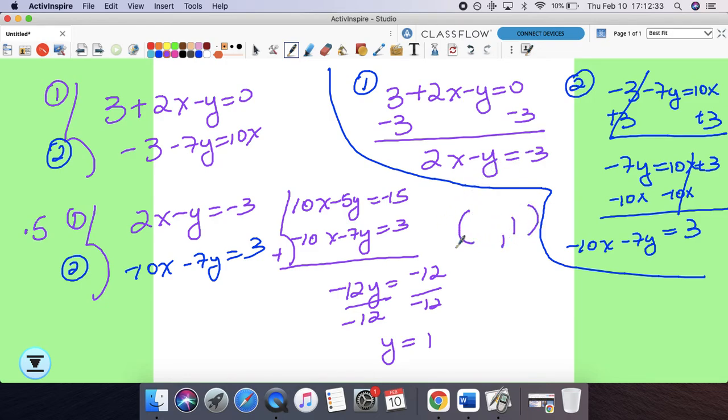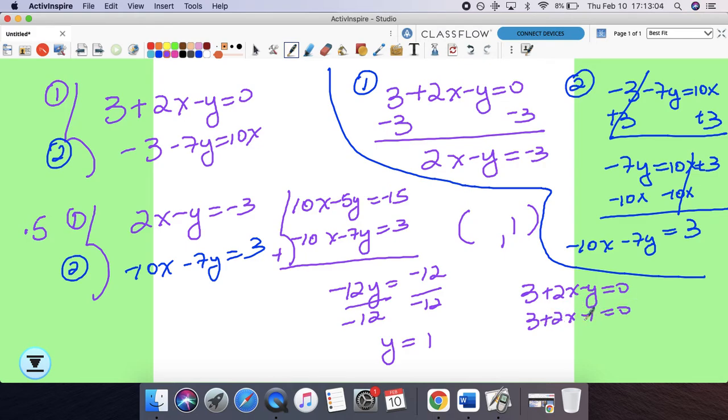Let's find the x value. To find the x value, you can use any of the equations. We have so many. We have 1, 2, 3, 4, 5, 6, all different versions of the same equation. So pick one. I'm just going to pick equation 1 here. I'm going to use 3 plus 2x minus y equals 0, and I'm going to replace the y with 1.